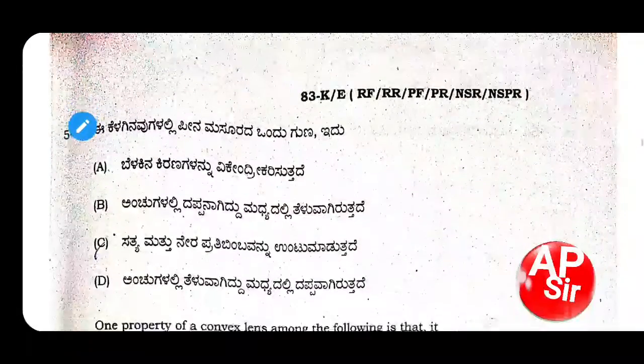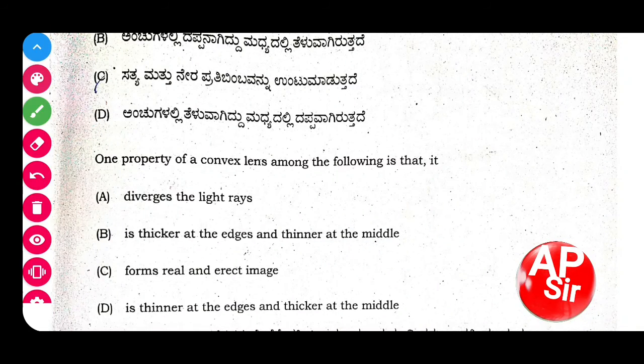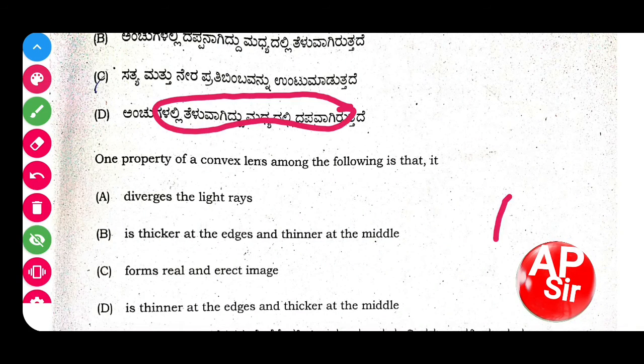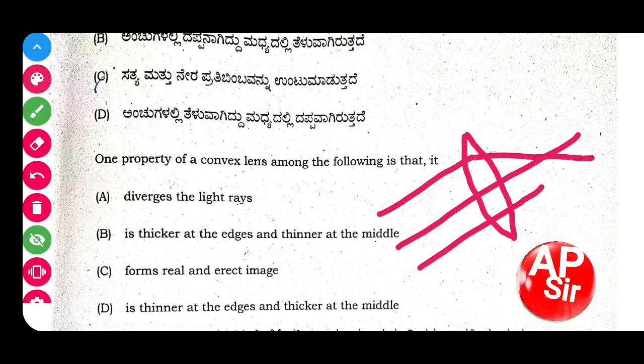That is question number 54. Very important. Answers will be discussed. One property of convex lens. I'll draw a convex lens like this, and it converges. They are telling it diverges. 100% wrong. So you have to select the correct statement.